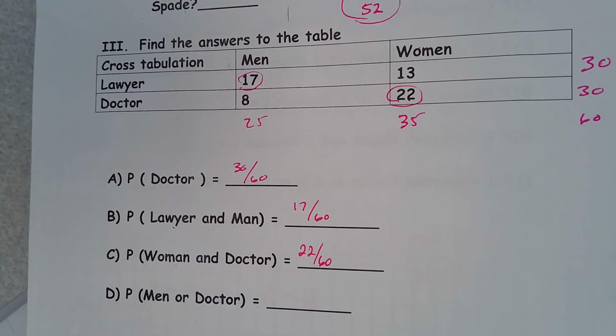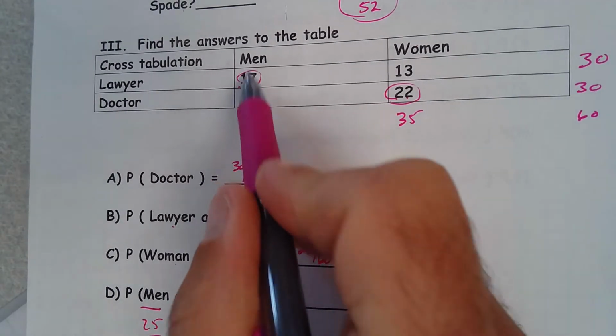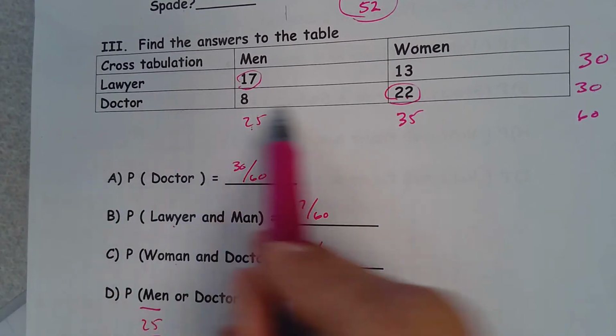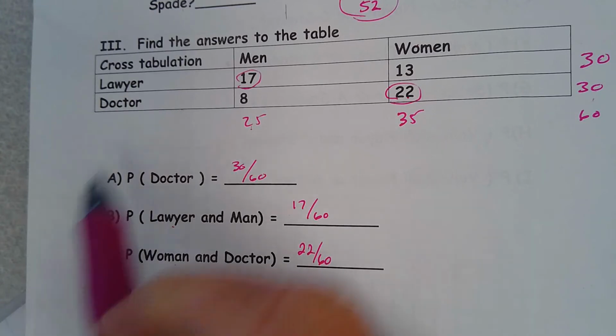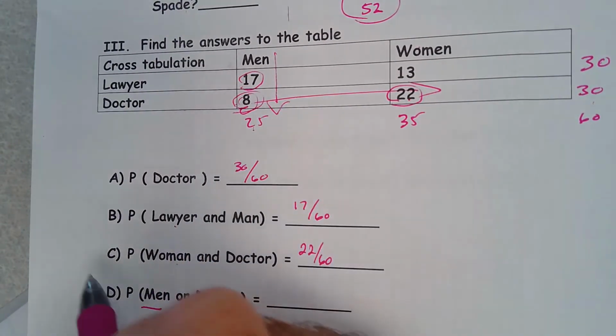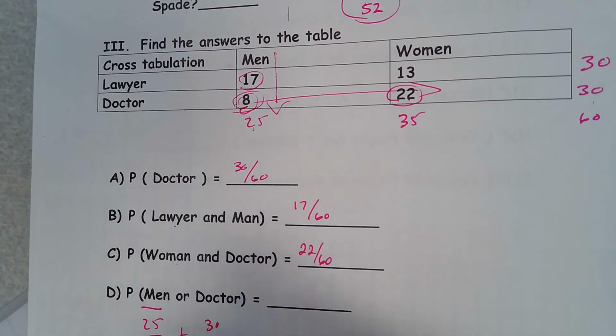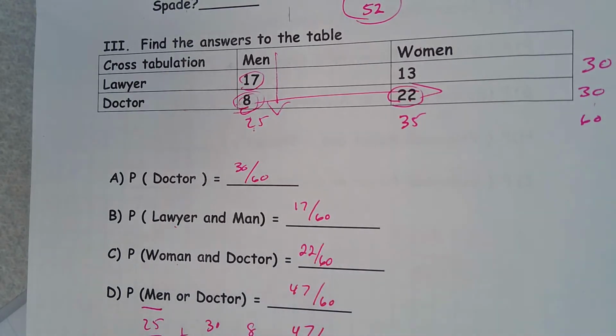Now, again, if we have the or situation, how many men are there? There are 25 out of 60, when I read vertically. How many doctors are there? There are 30 out of 60. But again, when you went down and when you went across, you counted that 8 twice. You counted it for men and you counted it for doctors. So just like with the Venn diagram, we have to subtract that away. So it's actually only going to be 47 out of 60 after we subtract.